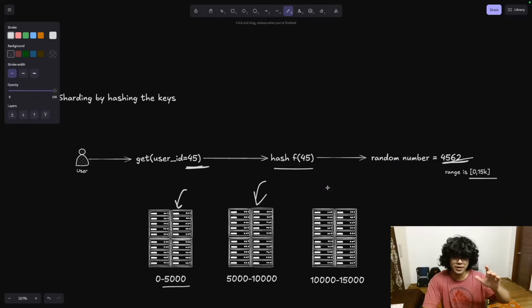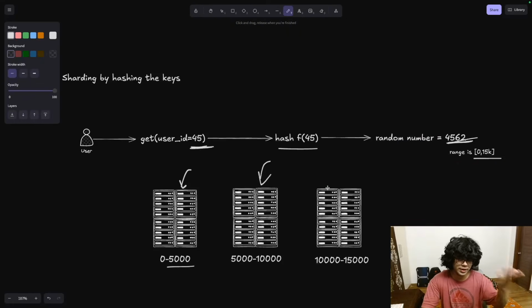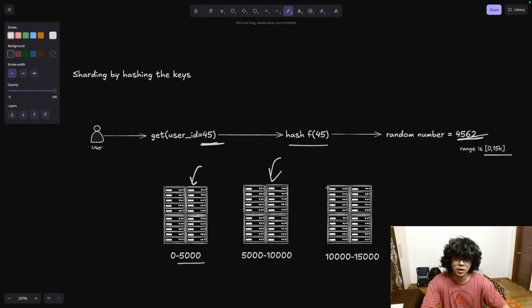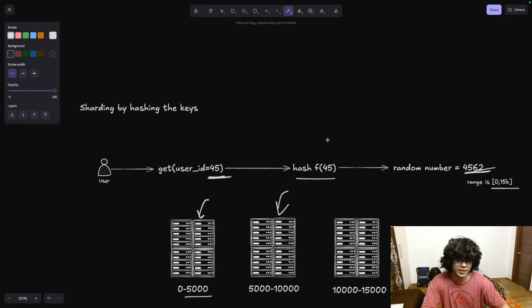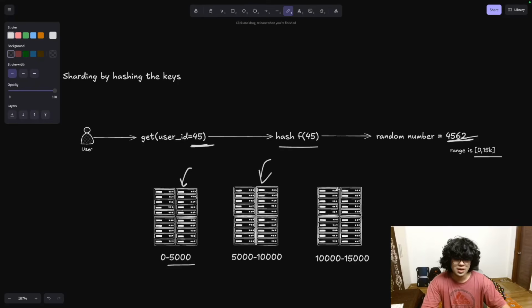Every number will get randomly distributed across all these three shards, and that will basically kill the kind of good speed that we got from these select queries. Okay, so that is a downside of sharding by these keys. Okay, that is the first thing.